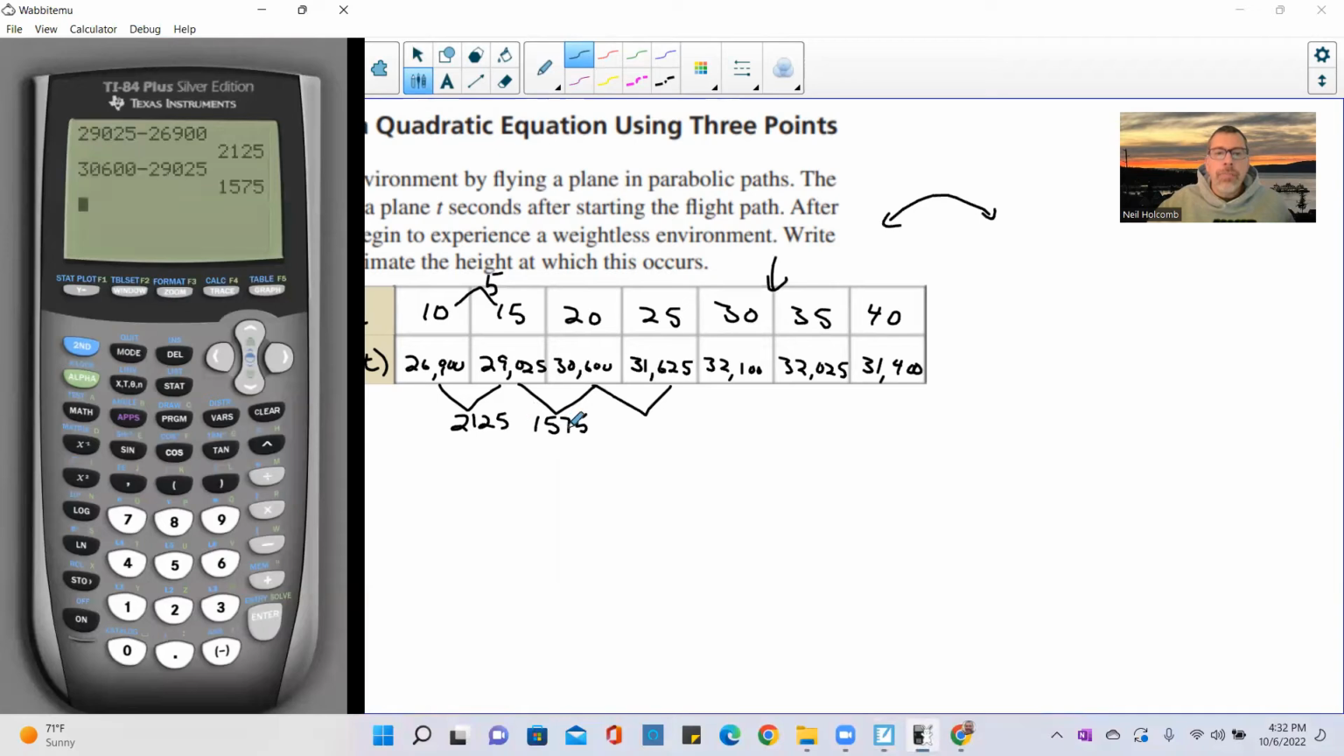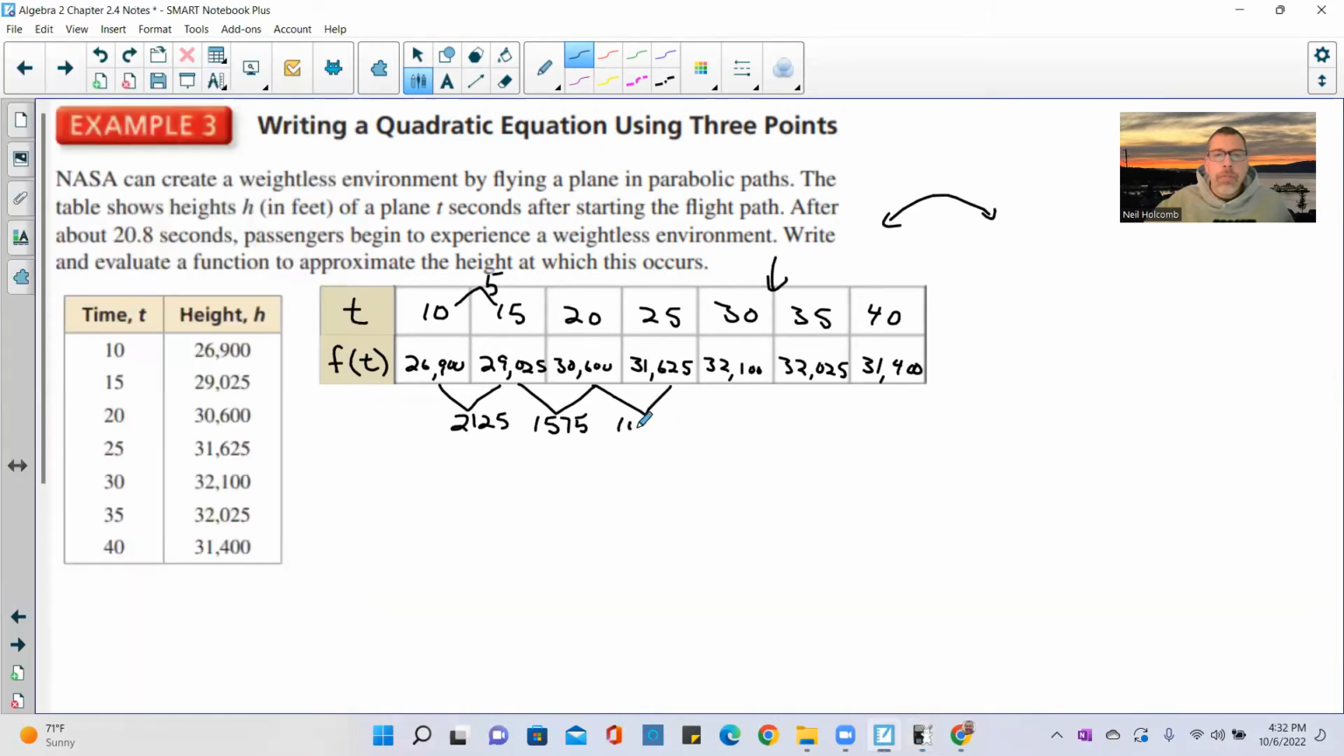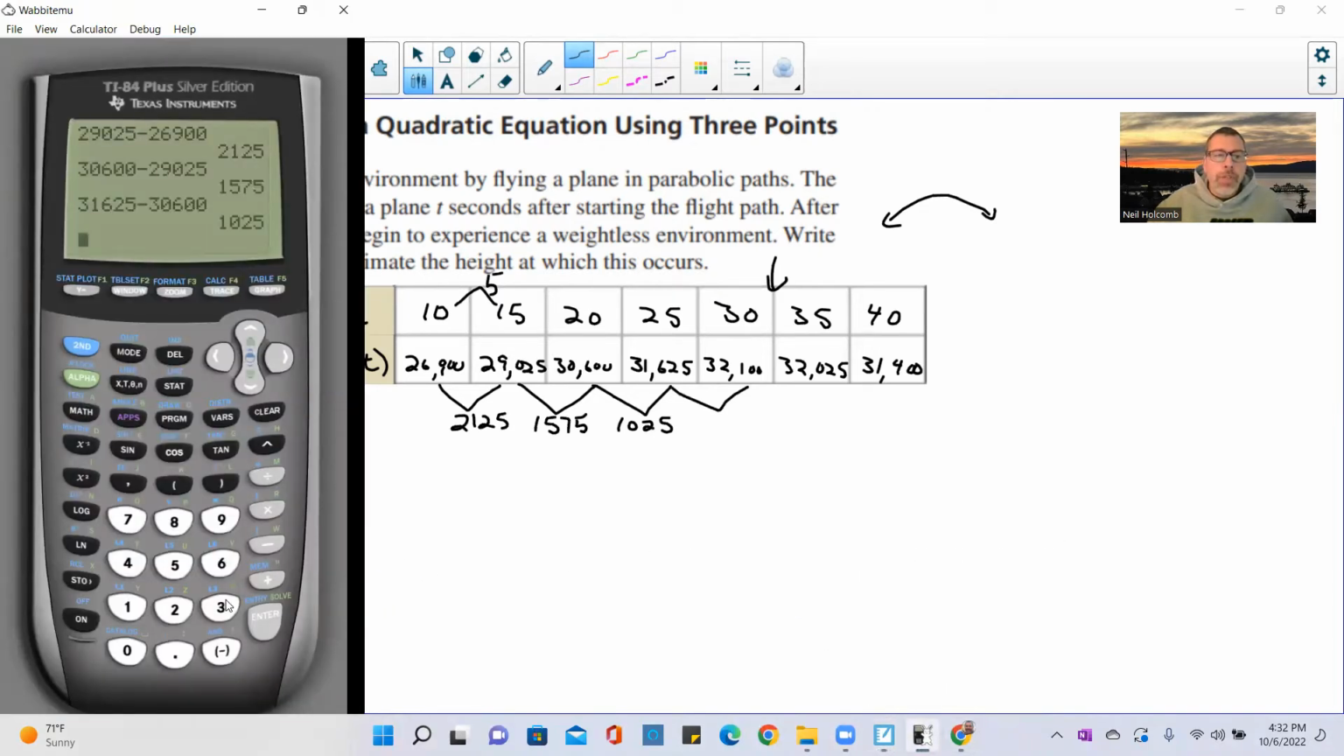the first difference. So now I'm going to take 31,625 minus 30,600. And I get 1,025. And then I take the difference between these two. And it's going to be 32,100 minus 31,625. And that comes out to be 475.